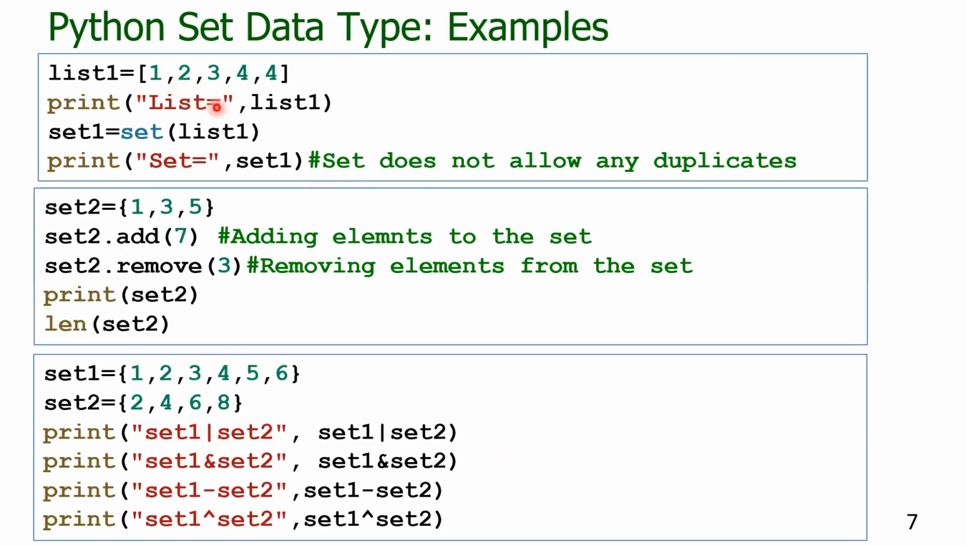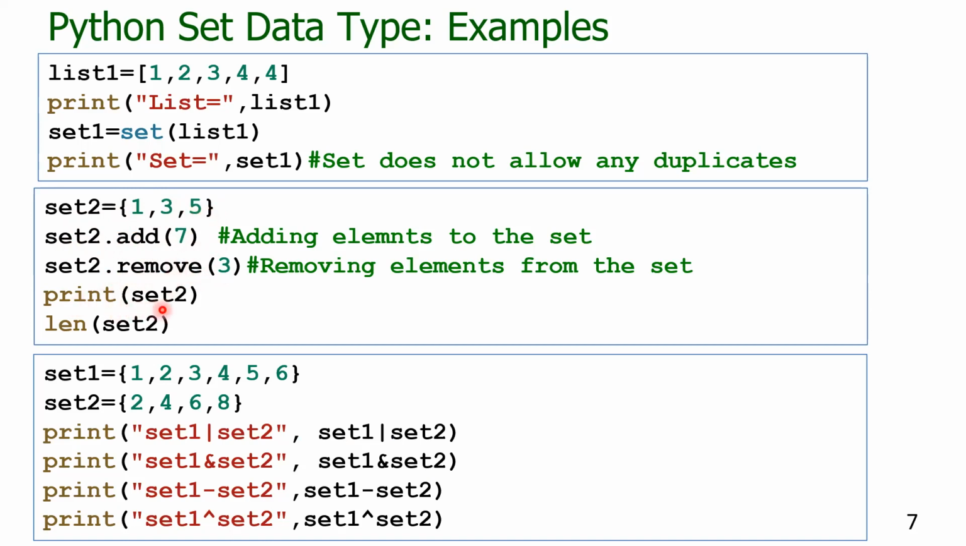Let us see the example for the set data type. Here we are creating a set, set 1, from a list by using the function set, and then we are creating another set, set 2, by using the curly brackets and inserting the elements in the curly brackets. Then we are trying to add an element to set 2, and then we are trying to remove the element 3 from set 2. Initially the set has 1, 3, 5, then after adding it becomes 1, 3, 5, 7, and then after removing 3 the set consists of only 1, 5 and 7.